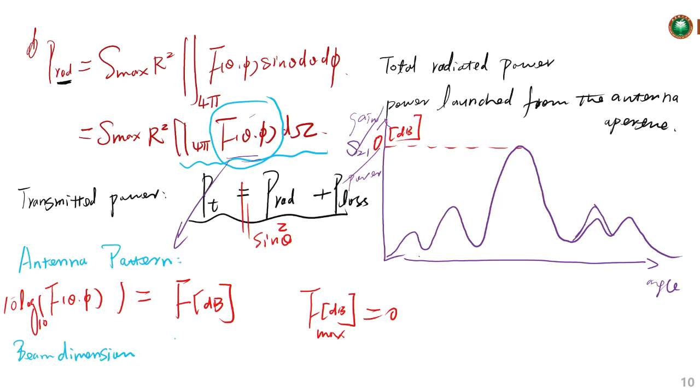For beam dimension, we have two kinds of parameters. The first one is the half power beam width, and the other is the null beam width. The half power beam width means we characterize it by half power of the beam pattern, right? So half power means when the power of a beam is reduced to half, in the decibel scale, how much can it be reduced?